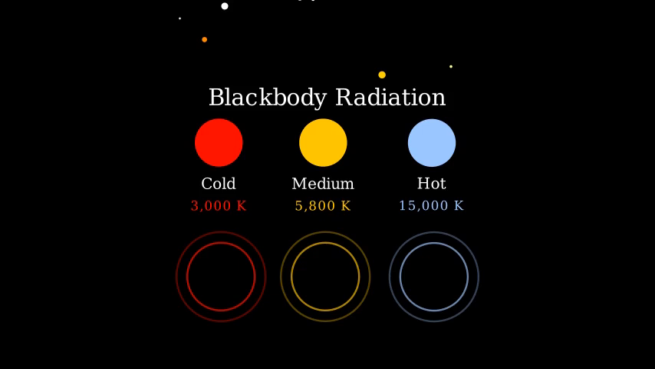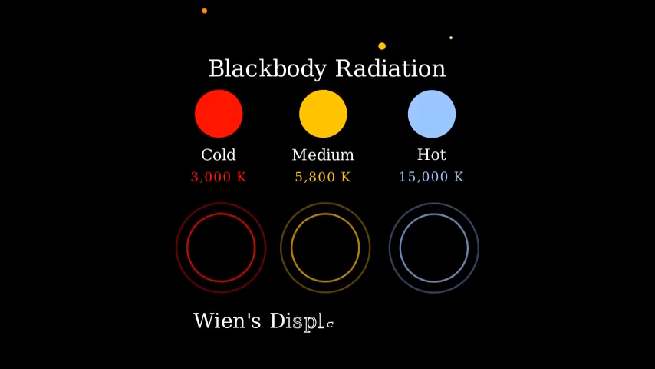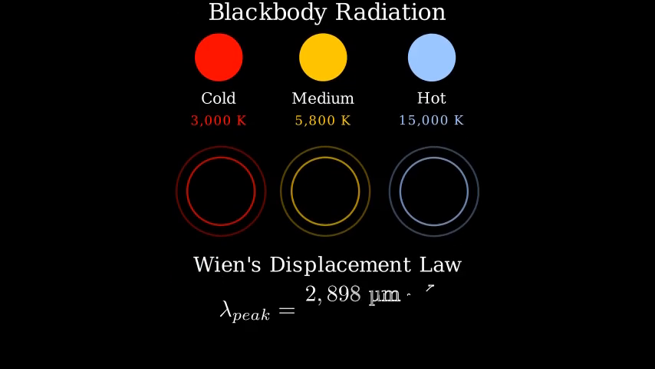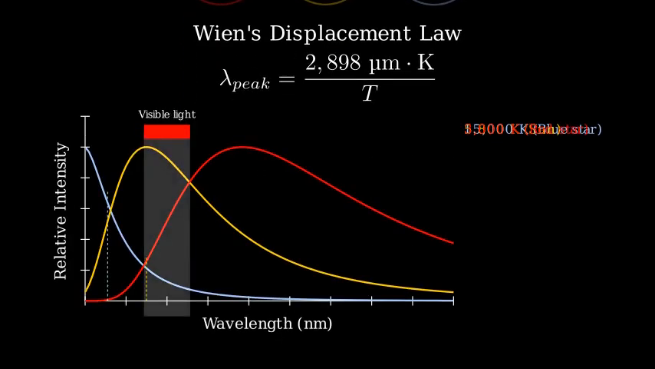This relationship between temperature and peak wavelength is described by Wien's displacement law. It states that the wavelength at which an object emits the most radiation is inversely proportional to its temperature. In other words, as temperature increases, the peak wavelength decreases. This means hot stars emit most of their energy at shorter wavelengths, appearing blue, while cooler stars emit at longer wavelengths, appearing red. Our sun, with a surface temperature of about 5,800 Kelvin, peaks in the yellow-green part of the spectrum.